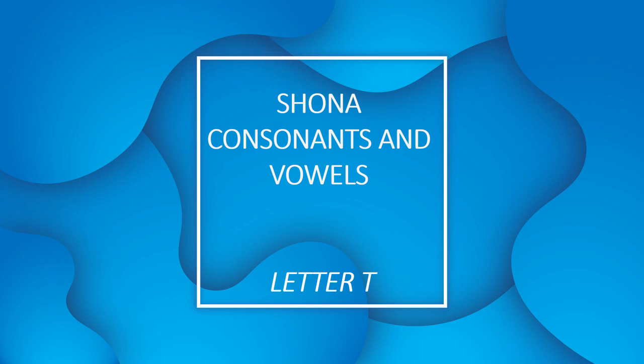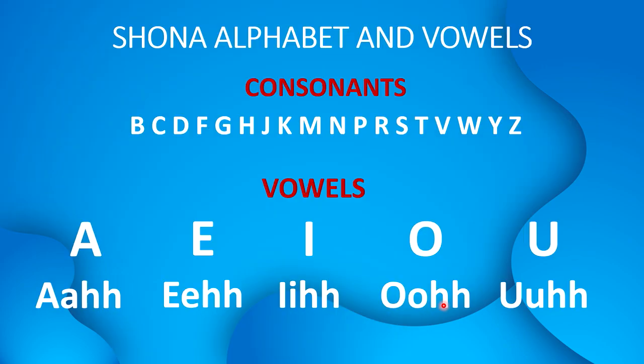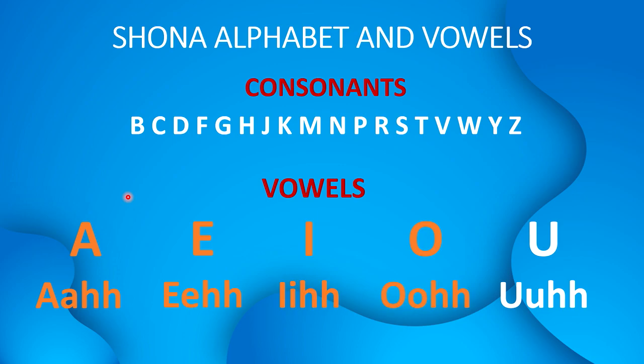Today we'll be taking you through letter T and combining it with the Shona vowels. As a recap, we did explain that the Shona alphabet consists of consonants and vowels, and the vowels are the main pillar which determine how you pronounce all Shona words, or most of them at least. And this is how you pronounce the Shona vowels. We've got A, E, I, O, U.